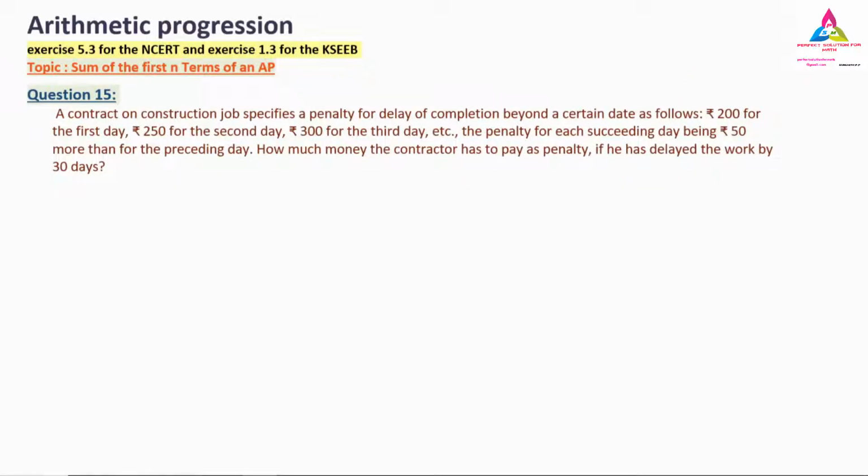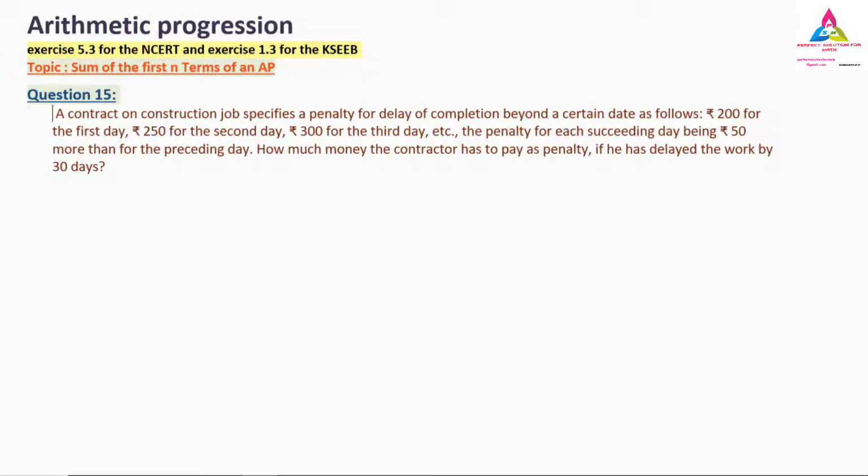Coming to question number 15, here we have a contract on a construction job that specifies a penalty for delay of completion beyond a certain date as follows: rupees 200 for the first day, rupees 250 for the second day, rupees 300 for the third day, etc. The penalty for each succeeding day being 50 rupees more than for the preceding day. How much money does the contractor have to pay as penalty if he has delayed the work by 30 days?